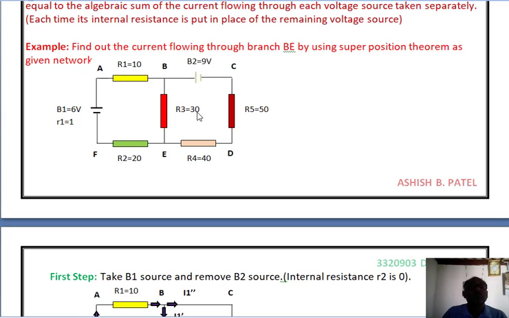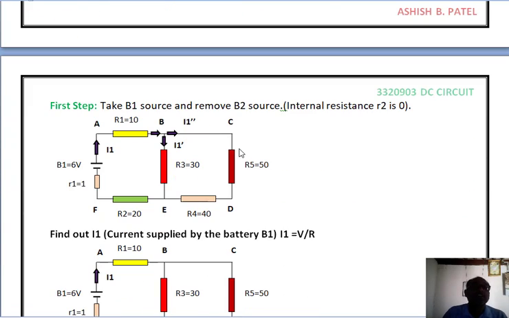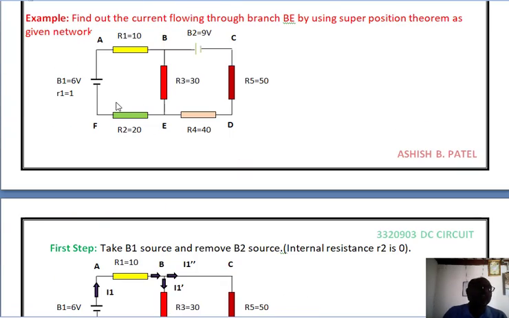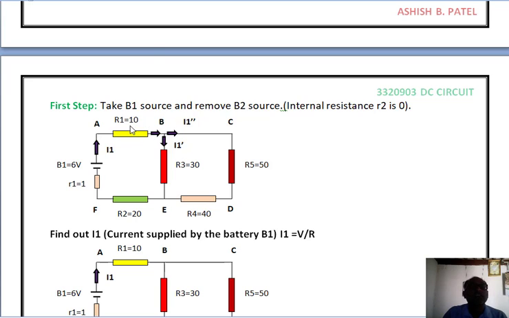We have already seen the statement of the superposition theorem. So what will be the first step? In the first step, consider only one battery in the network, and the other battery is replaced with its internal resistance if it is given. If it is not given, then take it as 0 ohm resistance. Here in the first step we are considering battery B1 present in the network and battery B2 removed and short circuited. So our circuit becomes like this.